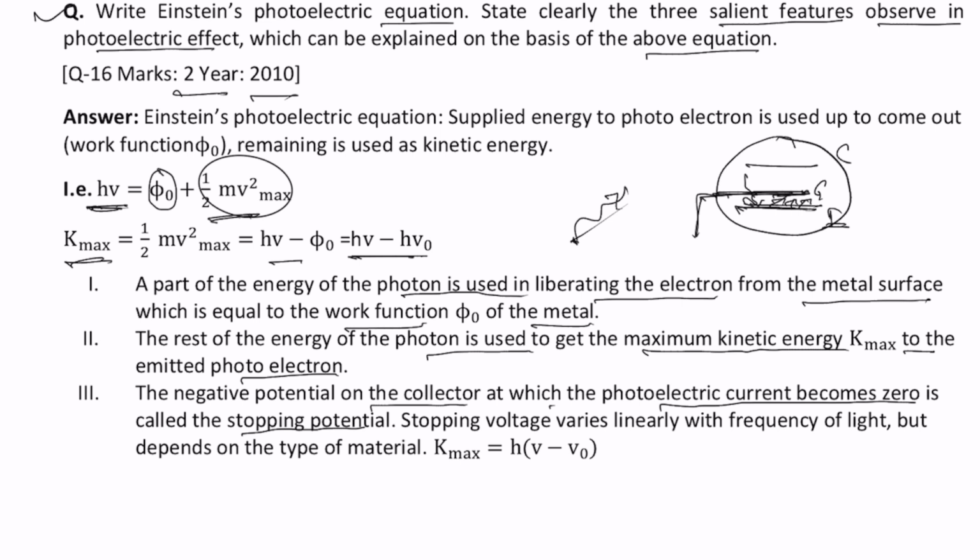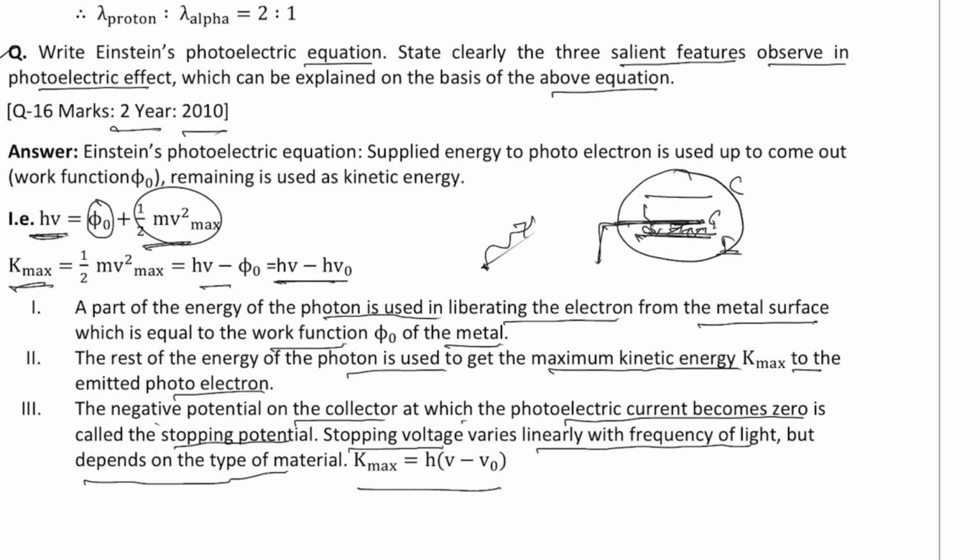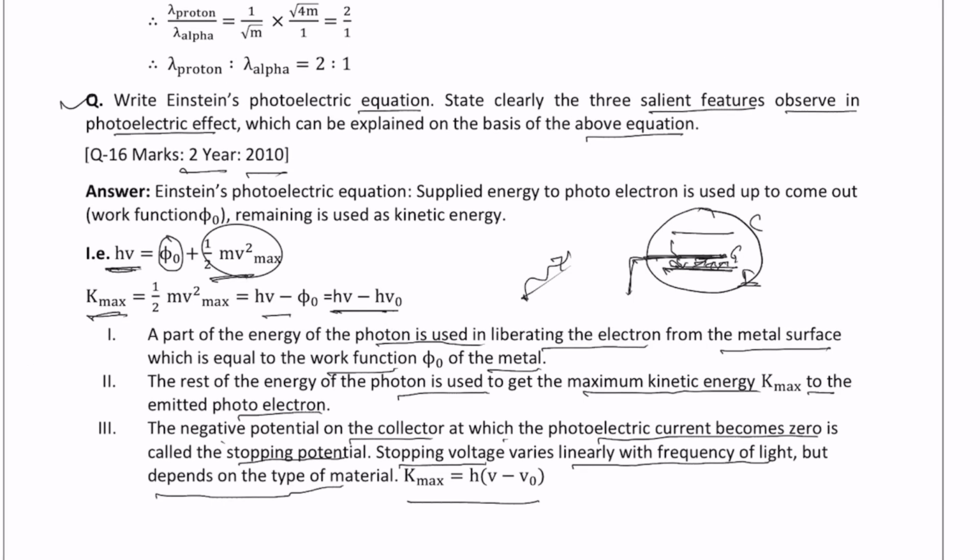So this stopping voltage varies linearly with the frequency of the light, but depends on the type of material. For germanium it will be different, for silicon it will be different. So K max is equal to h into nu minus nu 0. Okay, so this is called the stopping potential, the energy required to stop the emission.